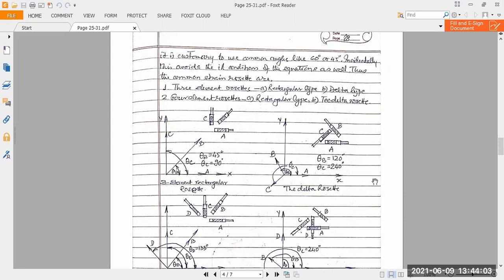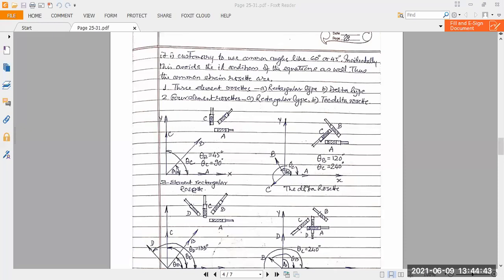Now the delta type: how can we make the delta-type three-element strain rosette? Here too there are gauges 1, 2, and 3, not more than that. Again, say this point is O, and OX is the reference axis. Strain gauge A is set along it, and from O to B, at an angle theta B equal to 120 degrees, another strain gauge is set, as per our theory.